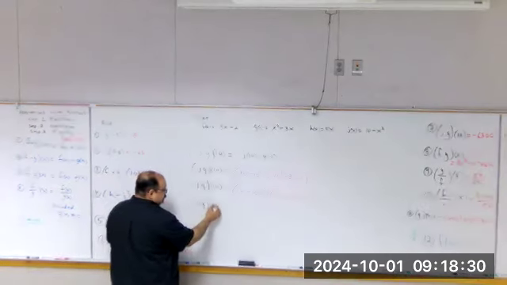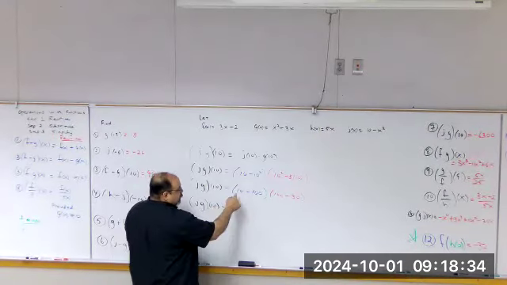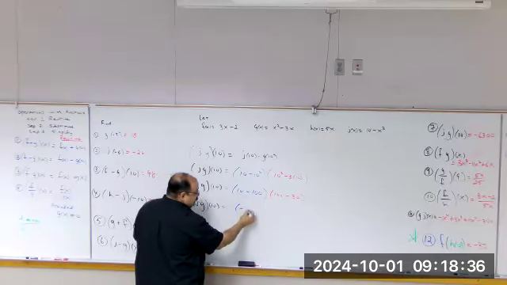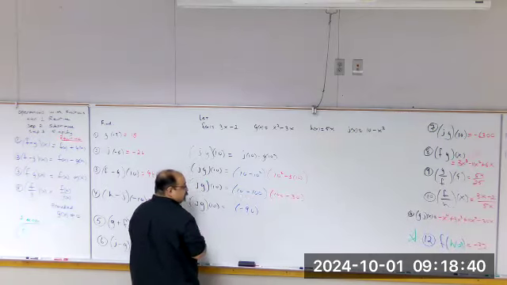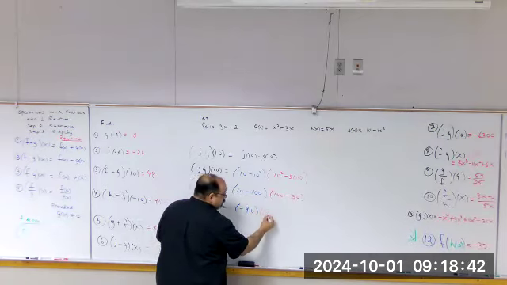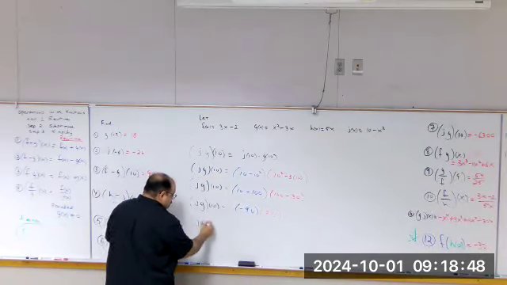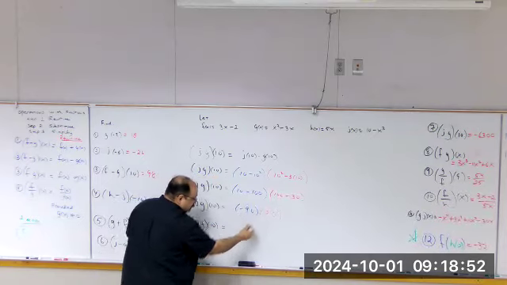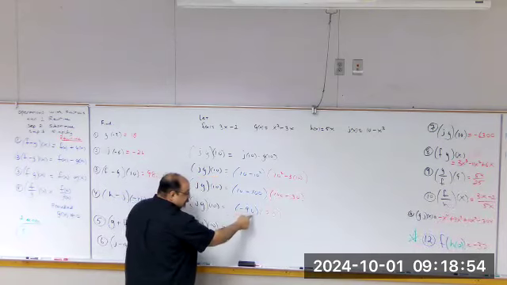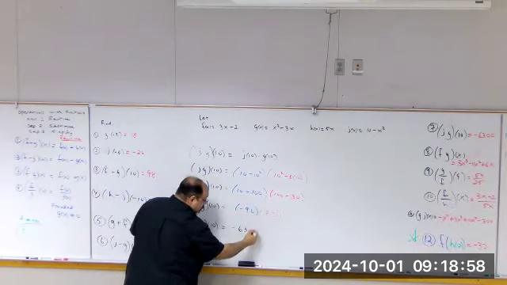J times G of 10. 10 minus 100 is negative 90. 100 minus 30 is positive 70. So J times G of 10: a negative times a positive is going to be a negative. 9 times 7 is 63, and then two zeros.